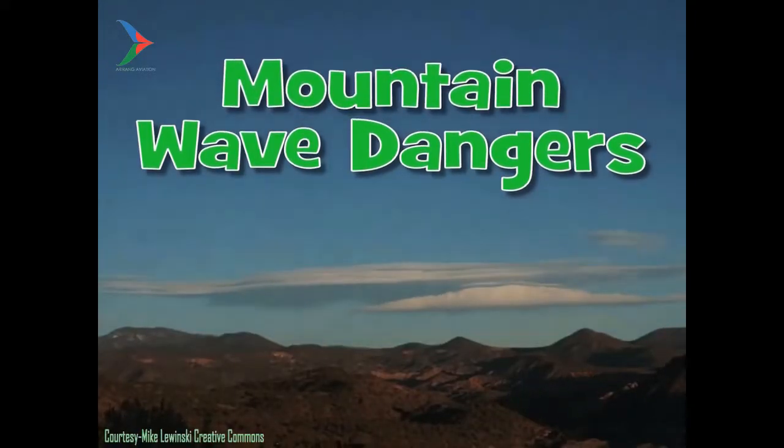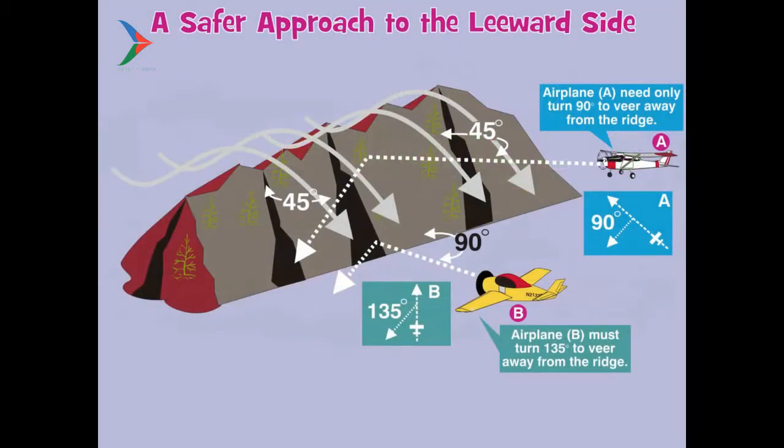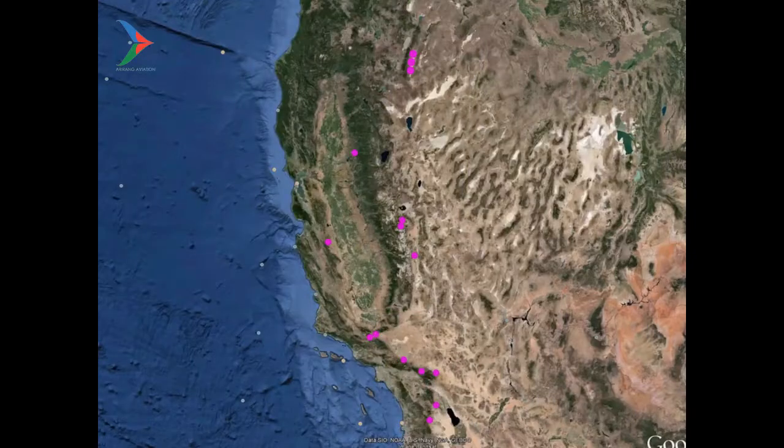Mountain wave dangers. Hello folks, Rod Machado here. I'd like to talk to you about the dangers associated with mountain wave phenomena and why it's important to understand that we need to use the 45-degree approach strategy when approaching any mountain range above which we suspect that winds are blowing in excess of 20 to 25 knots. Now, take a look at this graphic. This graphic makes the point.